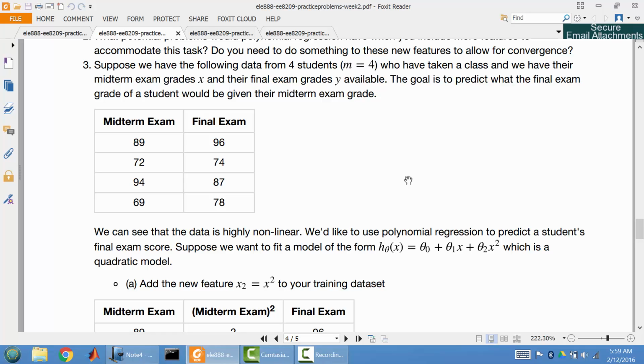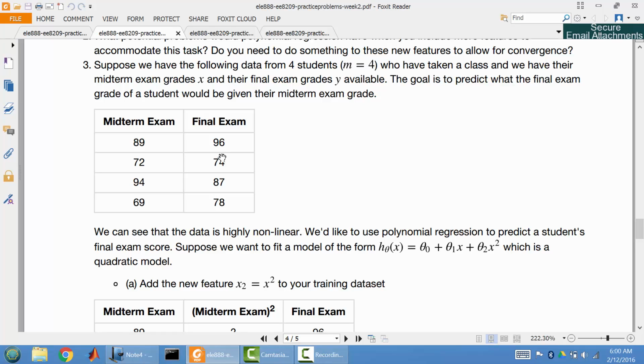For example, we have a few training examples where if the midterm was 89, the final exam mark that the student got was 96. Similarly, if the midterm was 72, the final exam they got was 74, and so on. So we're trying to find a prediction model where, given a midterm exam mark, we predict the final exam mark. This is obviously a nonlinear relationship.